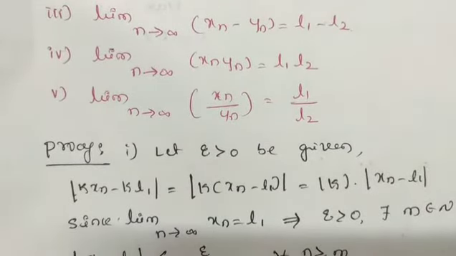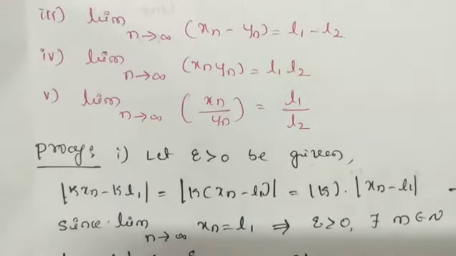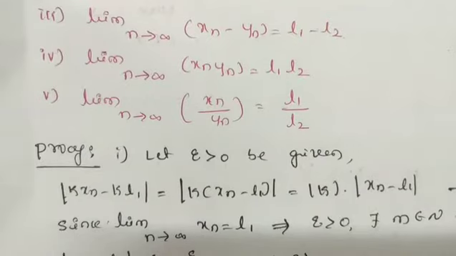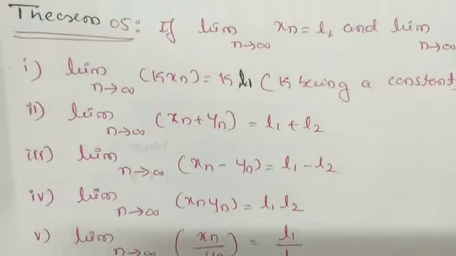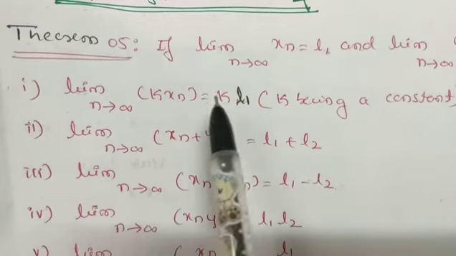First one, we have to prove here limit as n tends to infinity k xn is equal to k L1. Let us take proof. Let epsilon greater than 0 be given. Then see here what we want to prove. We want to prove limit as n tends to infinity k xn is equal to k L1.